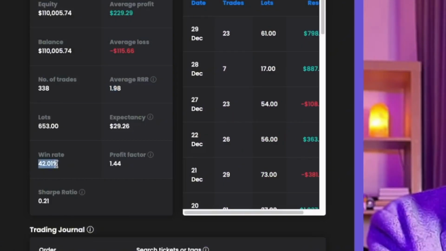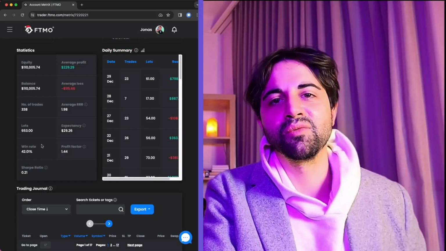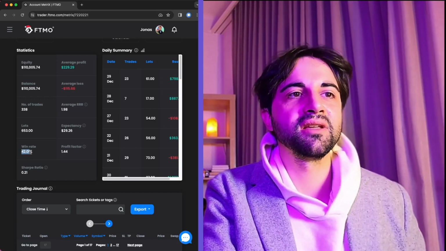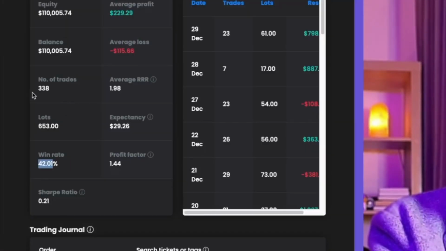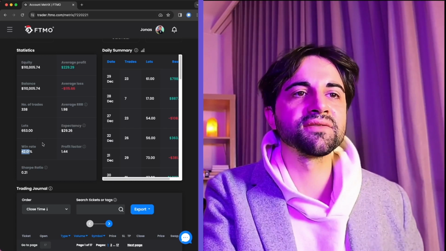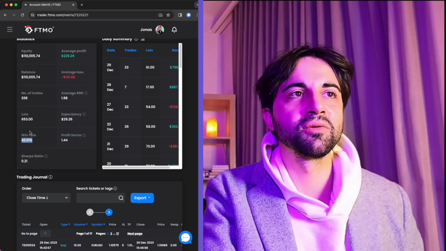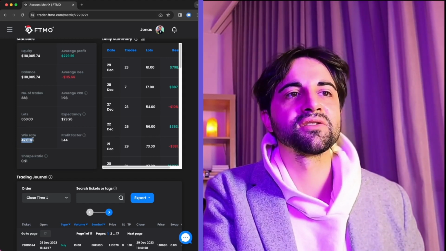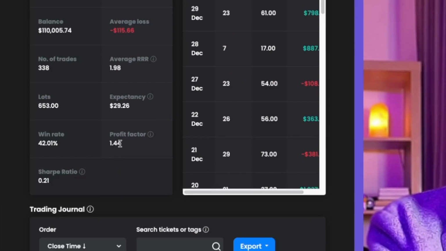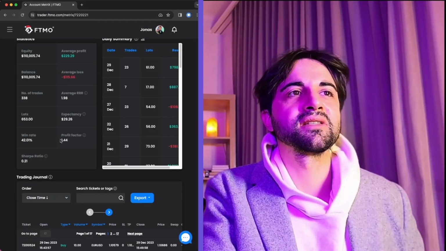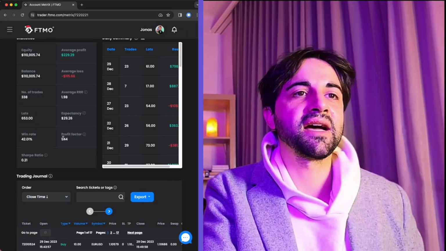Then the win rate unfortunately is down. Not so happy about that. Normally I can get the win rate around 50 or 60%, which then gives a very good profit factor. But with this kind of Christmas trading, I totally screwed up the win rate, so it's not that good. And the profit factor is 1.44, which is not that great. Better is if it is around 2.